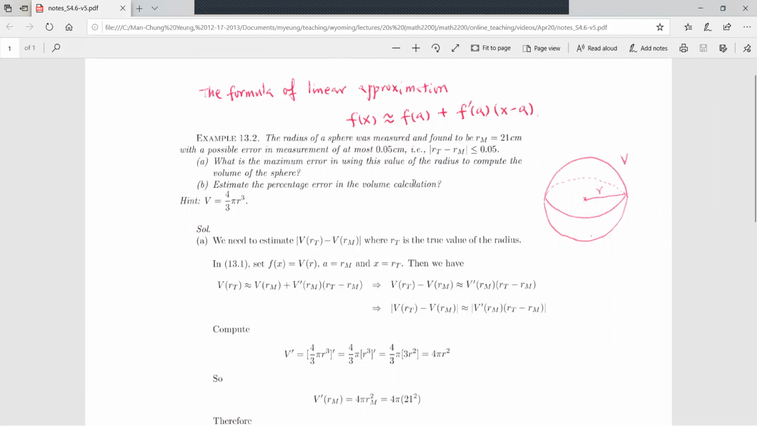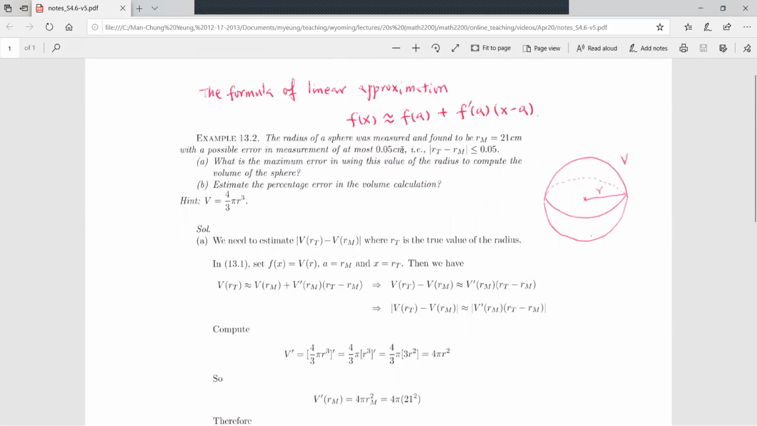The difference between the true value of the radius and the measured value of the radius in absolute value is not greater than 0.05. This is what this sentence means.